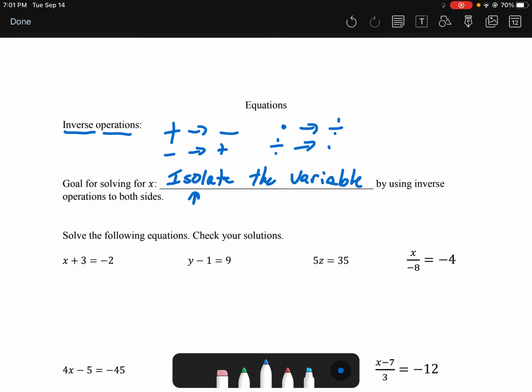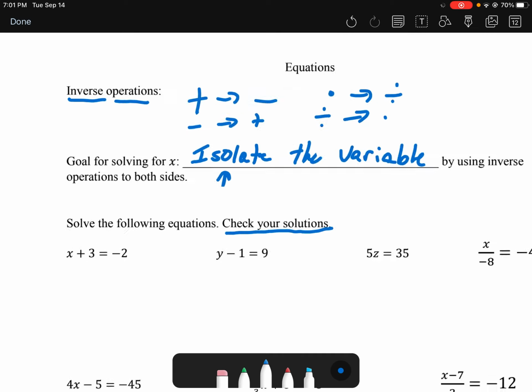The following instructions say to solve the following equations and to check your solutions. If this is on a test and you don't check your solutions, you will get a point taken off. Some people have lost like 12 points because they didn't check their solutions throughout the entire test. Make sure we're checking our solutions.